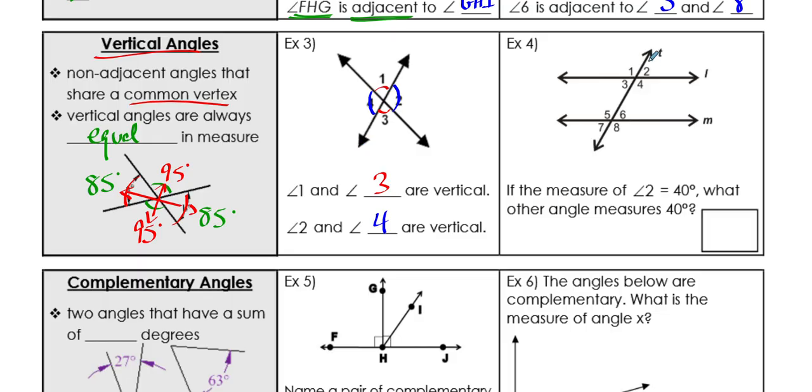Alright, if angle 2 has a measure of 40 degrees, what other angle measures 40 degrees? It's just going to be the one that's on the opposite side. The vertical angle to angle 2 is angle 3. That also has to be 40 degrees, so I'm going to say angle 3.